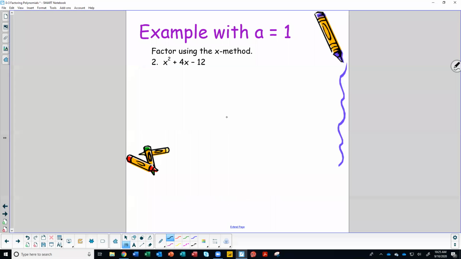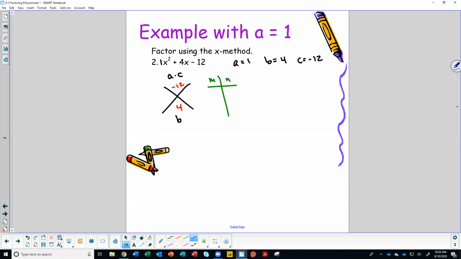Okay, let's try another. So in this problem, my a is 1. There's nothing common, so I can't factor it. My b is 4. My c is negative 12. So I'll draw my x. I have a times c, and b is down here. I know I'm going fast, but that's because I'm assuming you've watched the YouTube videos. So 1 times negative 12 is negative 12. b is 4. So I'm looking for 2 numbers that will multiply to give me negative 12 and add to be 4.